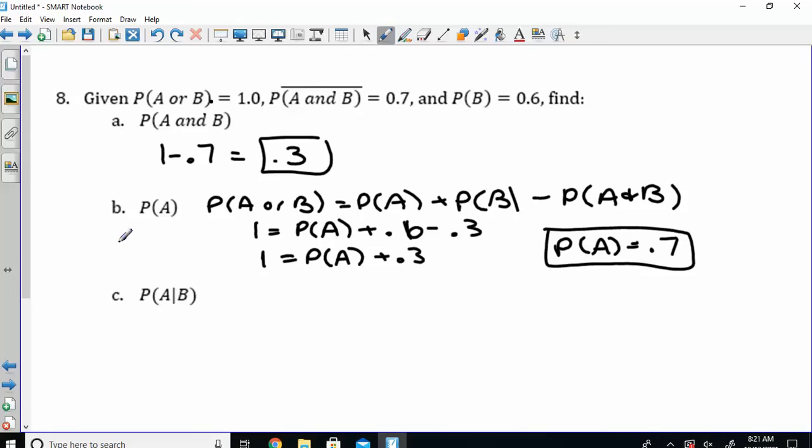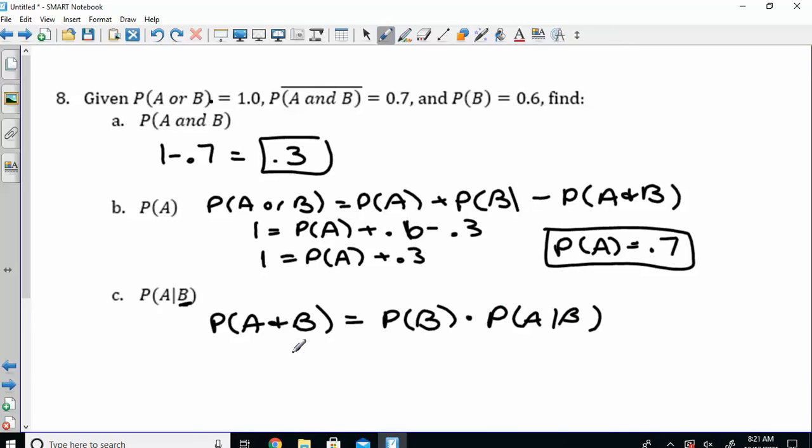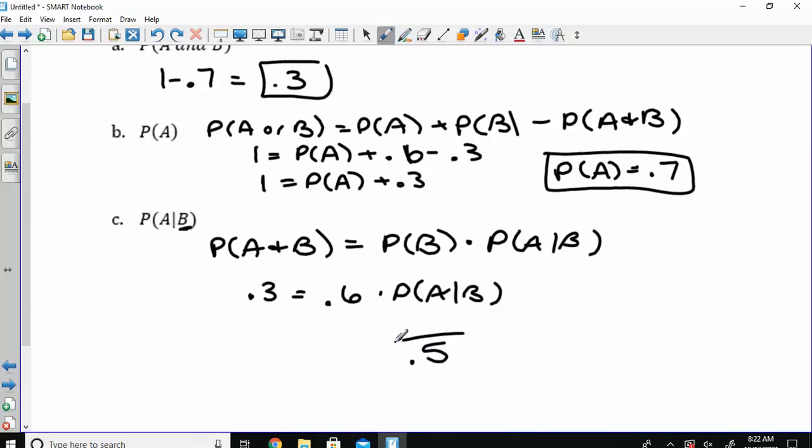Probability of A given B, so again, you have two options. You can use that conditional formula, or you can use the multiplication formula. It doesn't matter, which one do you guys want me to do? Multiplication. Okay, so that says probability of A and B equals, you have to do the probability of the condition first. So probability of B times probability of A given B. So A and B we found to be 0.3. Probability of B was 0.6 times probability of A given B. So divide over your 0.6 and you get 0.5.